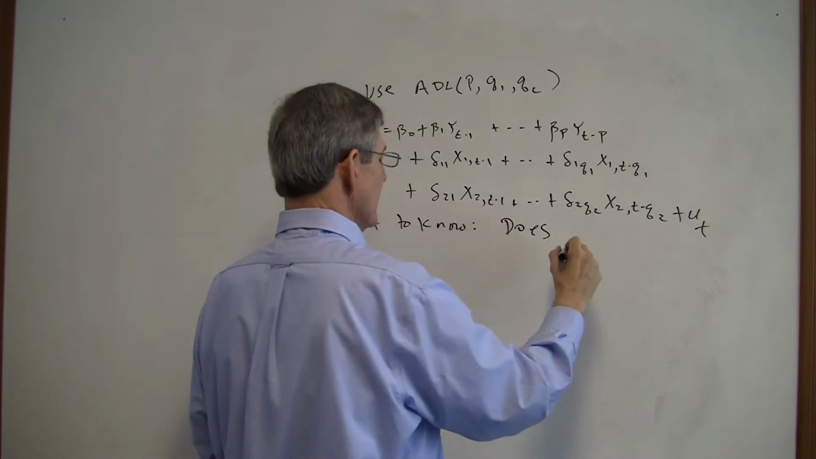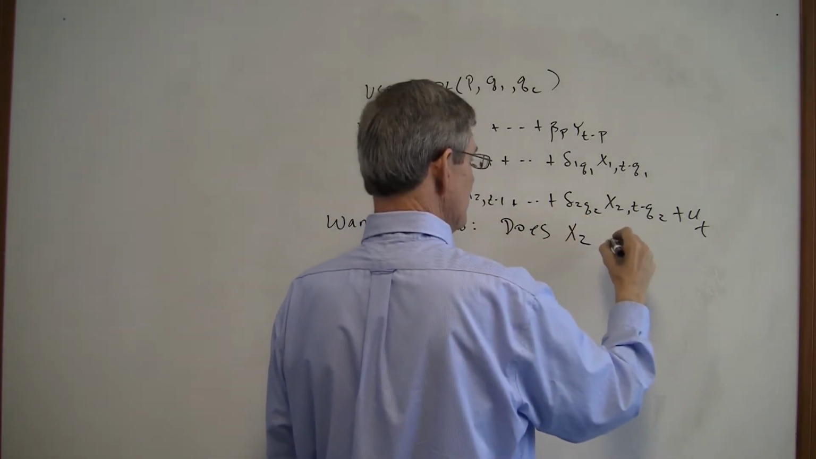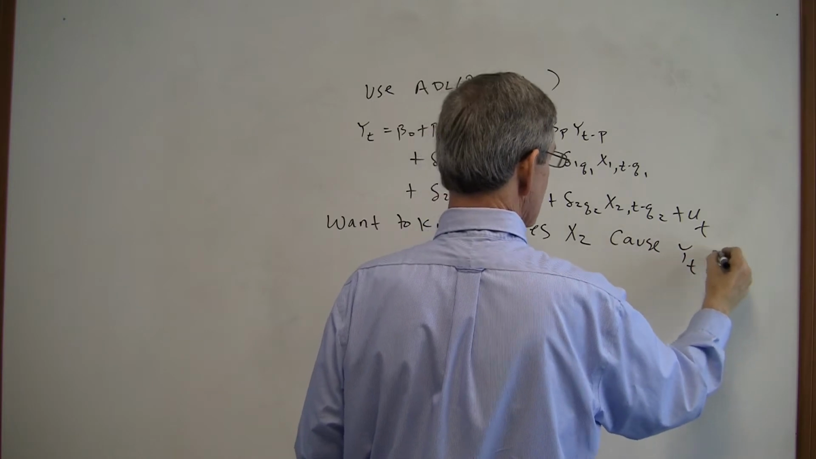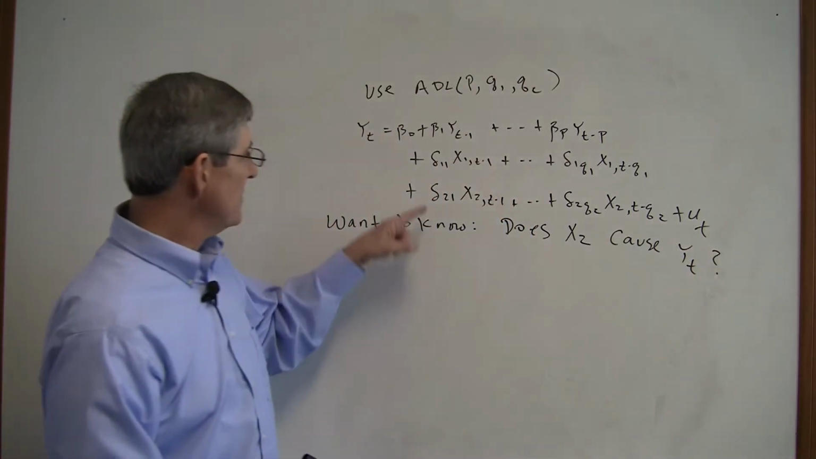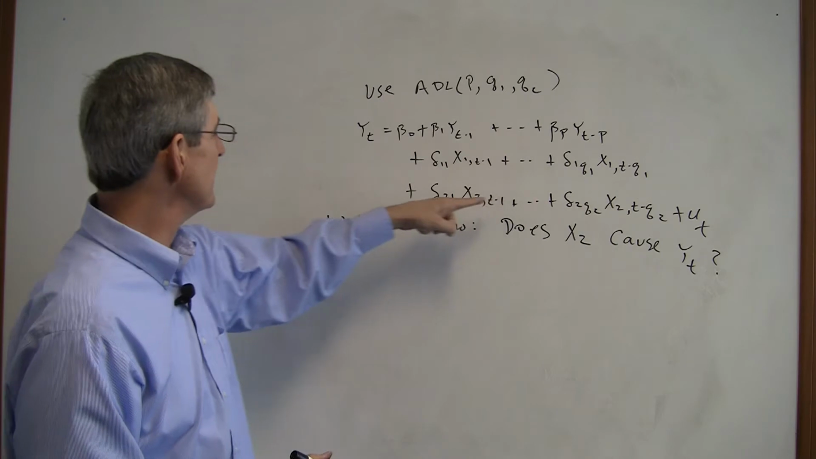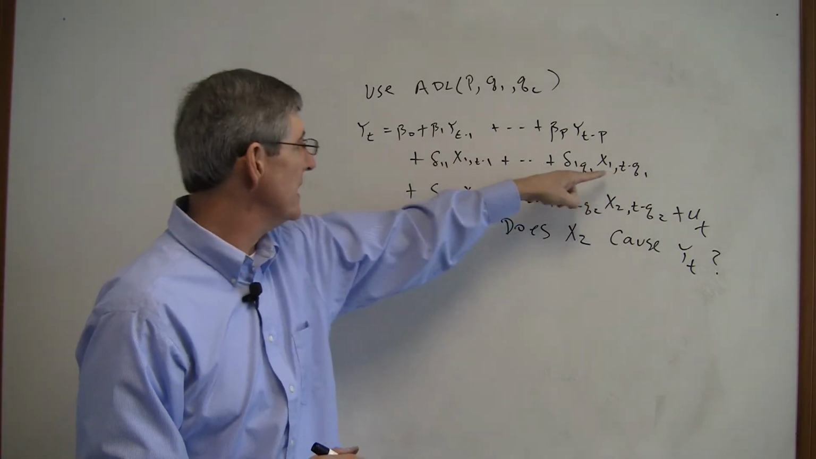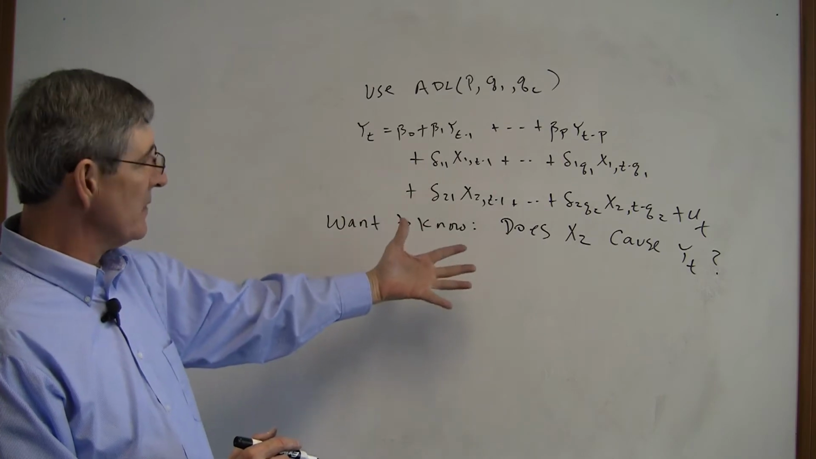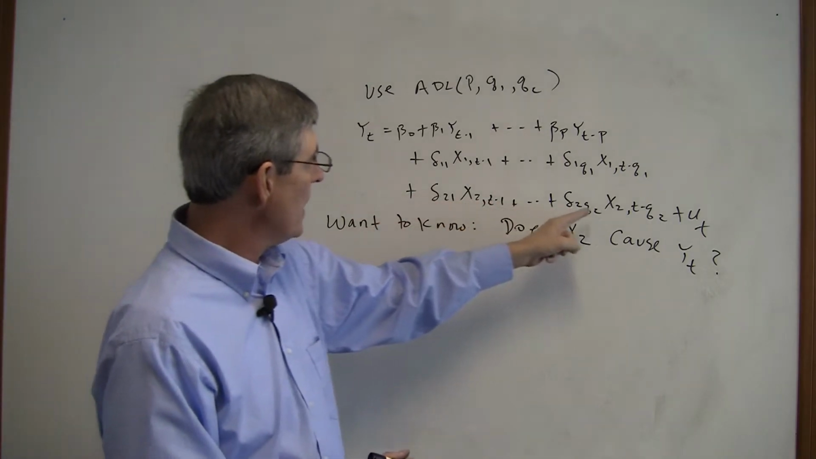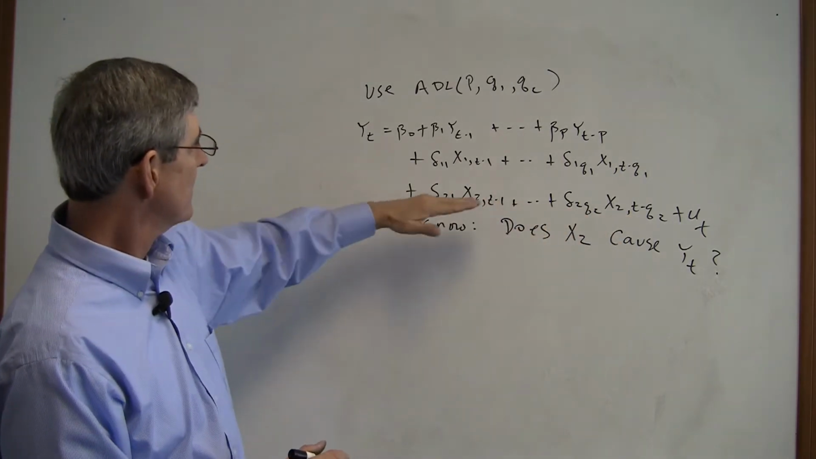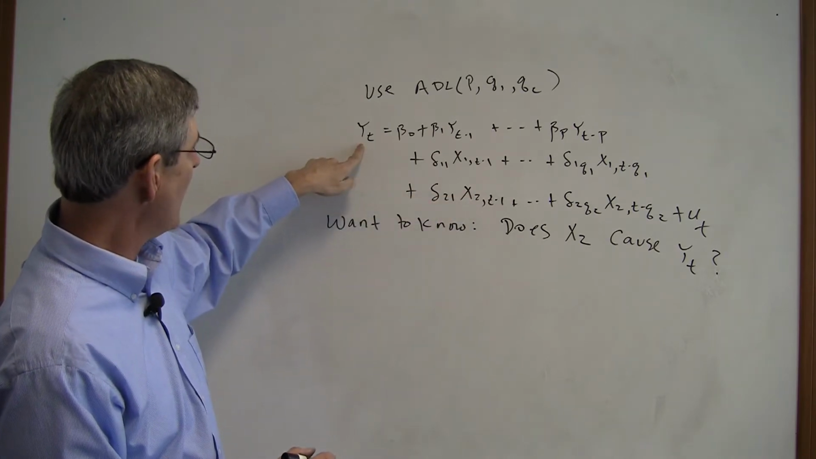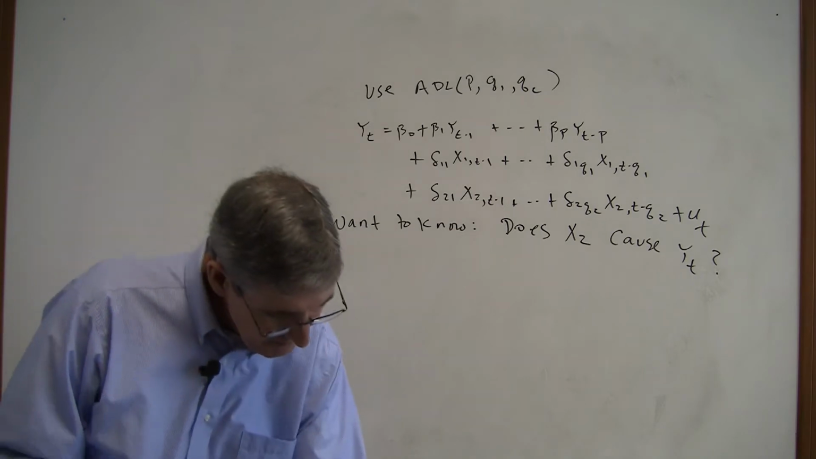And we want to know, does x2 cause yt? So maybe this is the federal funds rate, and this is the interest rate. We might have the price level in this model as a third variable and so on. And we want to know, does the federal funds rate x2 cause output yt? It's just a simple F test.